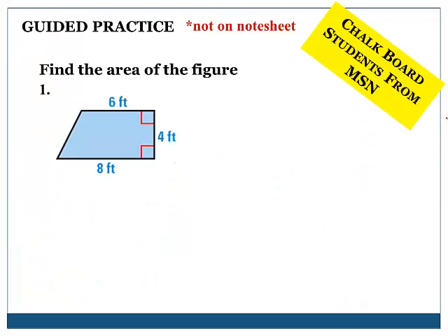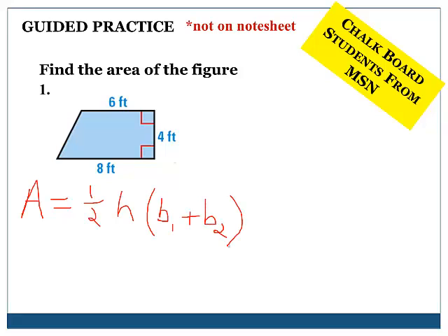Let's work on finding the area of this figure. It's important to realize that this figure is a trapezoid. This was the first theorem that we worked through. The area of a trapezoid is equal to 1/2 the height multiplied by the quantity of the base plus the other base. So B1 plus B2.